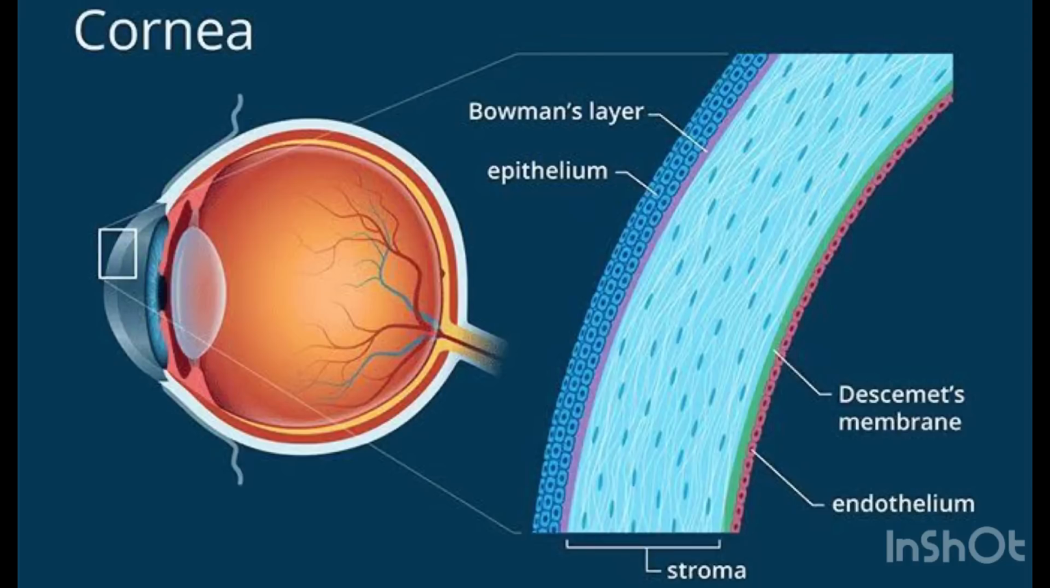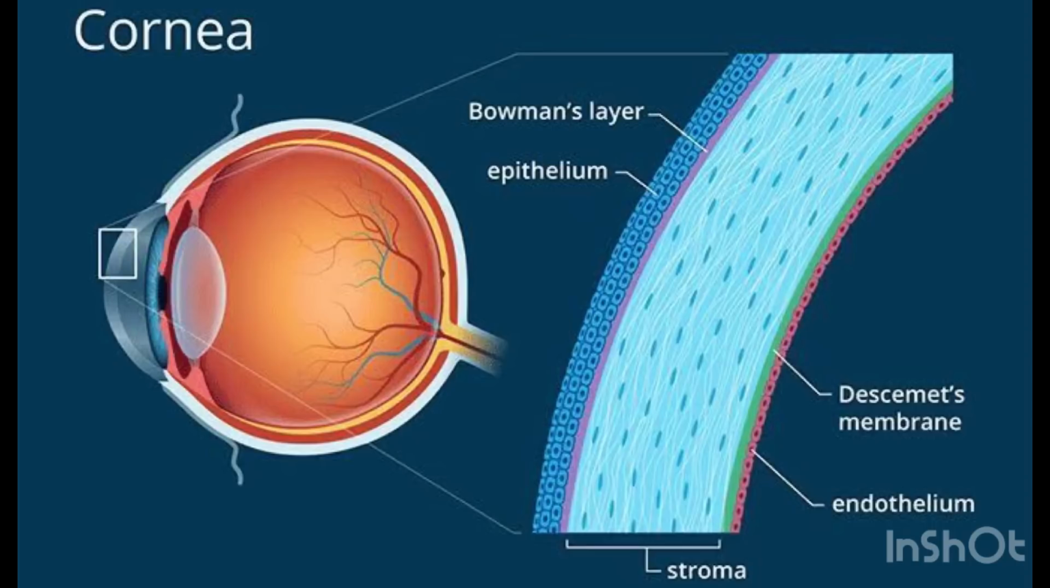Fifth one is the endothelium, the innermost layer of the cornea, consisting of a single layer of cells. It plays a crucial role in maintaining the cornea's clarity by regulating fluid balance and removing excess fluid from the corneal stroma.